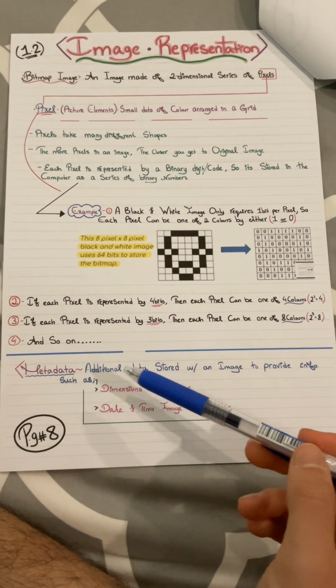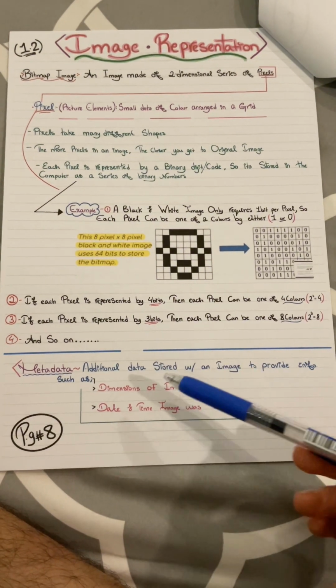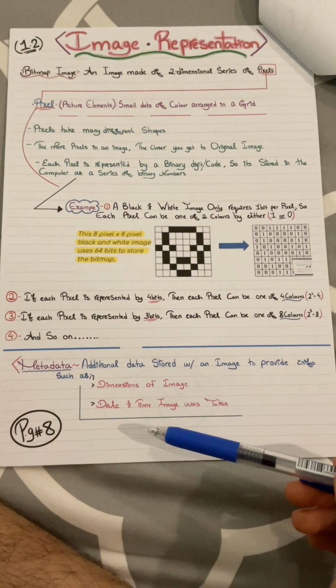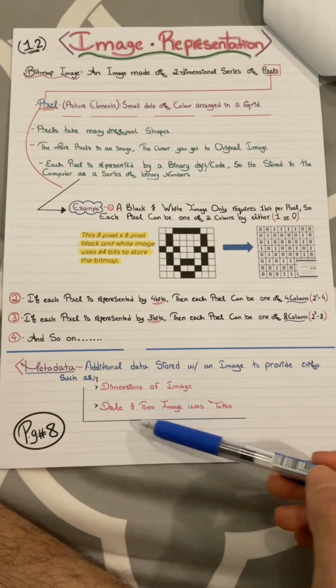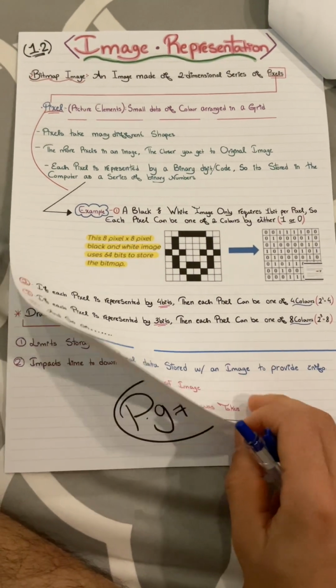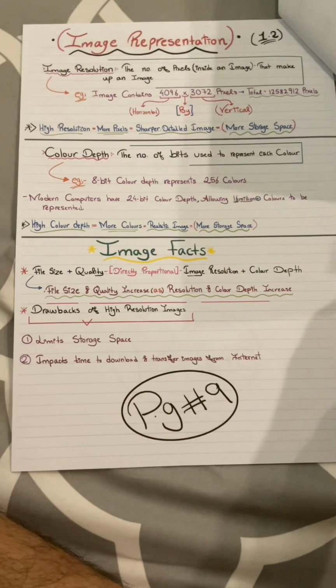Metadata is additional data stored with an image to provide information such as the dimensions of the image, image resolution, and the date and time the image was taken, and so on, like common, basic data.